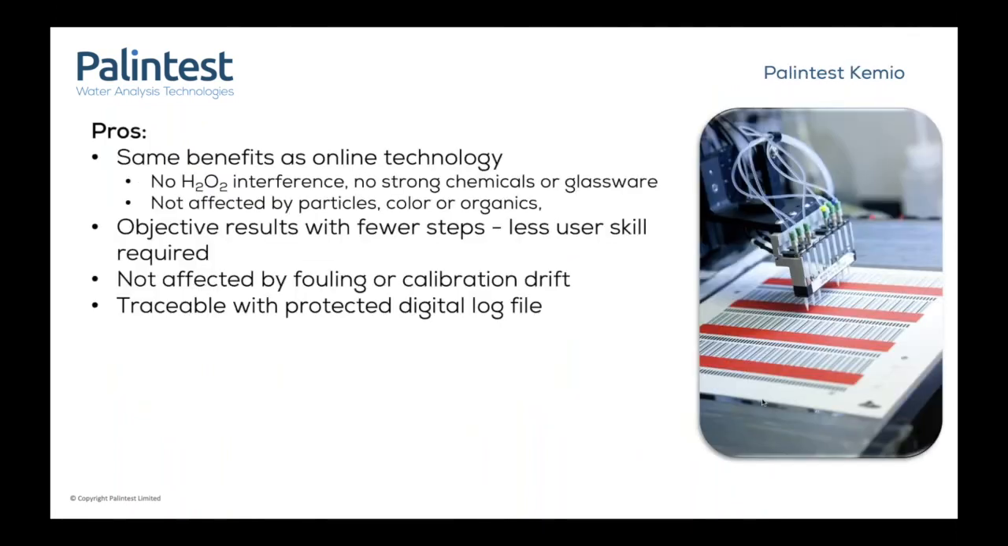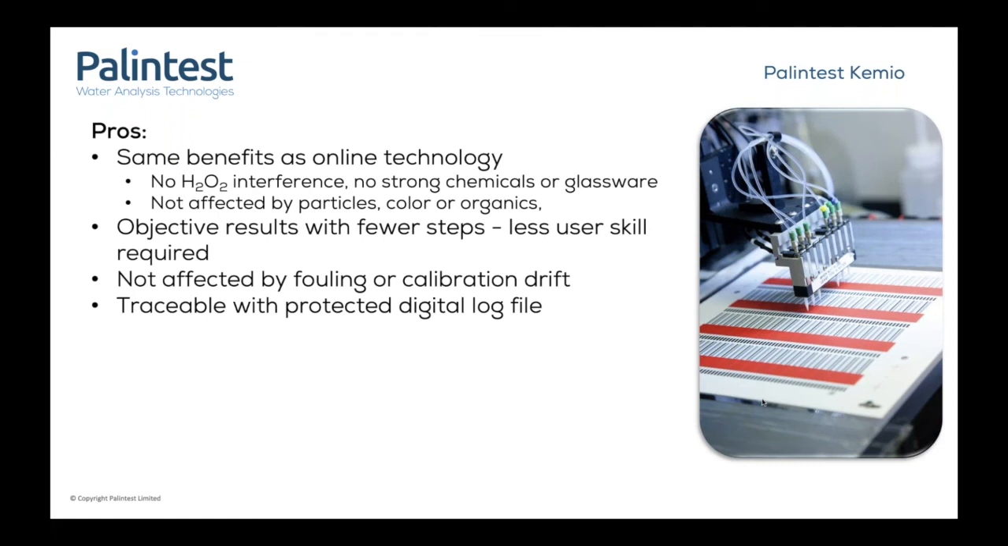So for us, we really have captured the same benefits as online technology. We've got no hydrogen peroxide interference. We don't have any chemicals or glassware like you do with a drop count kit or other methods. Because we're looking at electrical current and not light, we're not affected by particles, by color, by organics, fats, oils, and greases. The result is objective. So it doesn't require individual interpretation, and it has much fewer steps than traditional techniques. It means less user skill is required, less training is required.